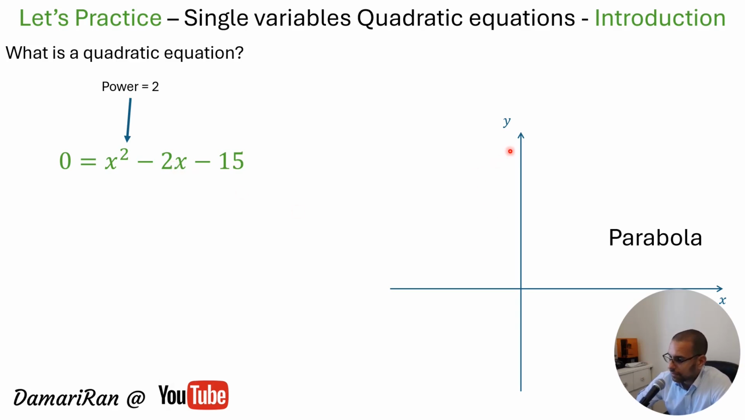To understand that creature, let's take a look at a parabola. This is a parabola. All I did is instead of writing 0, I wrote the variable y, and every point on this parabola, on this black line right here, satisfies this equation. That is the definition of a parabola.